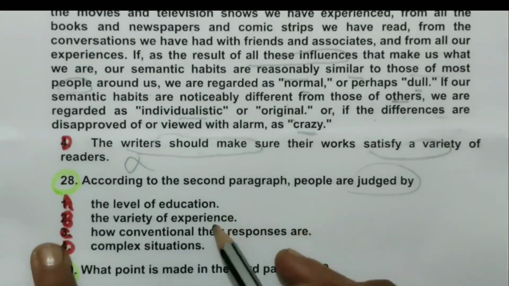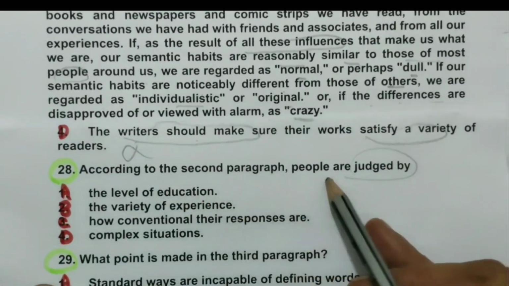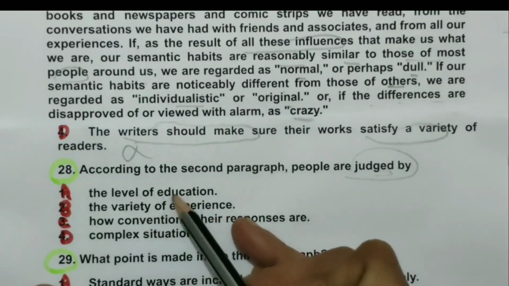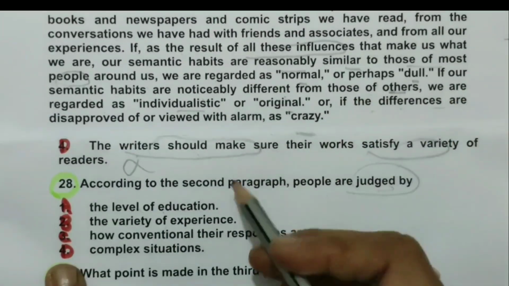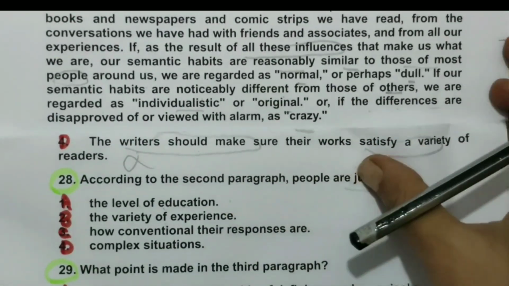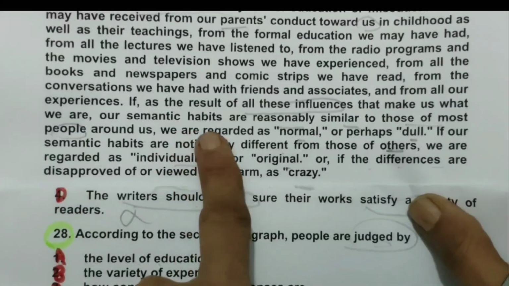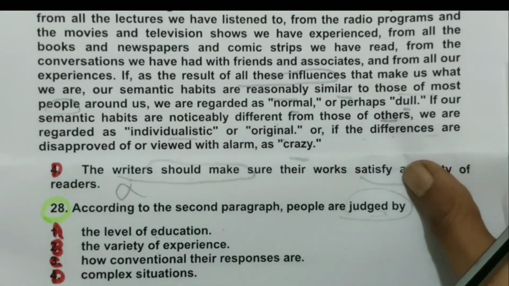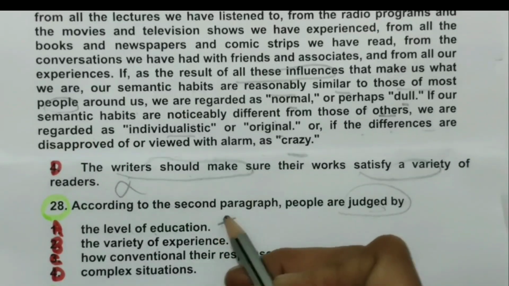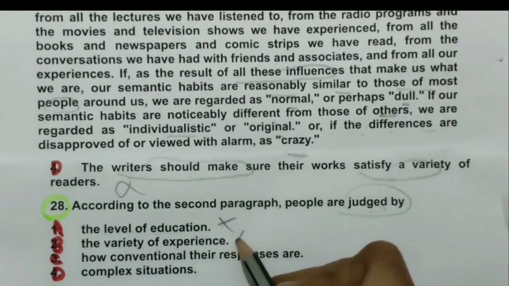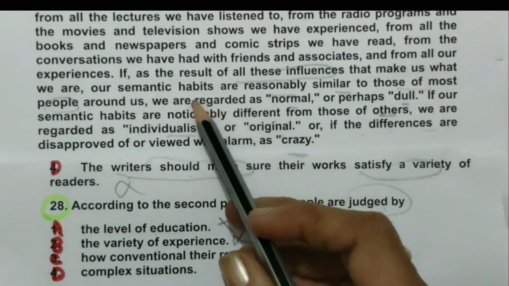Okay, let's read it. According to the second paragraph, people are judged by the level of education. No. Level of education, people are judged by. Habits, they are talking about actually. And education, no. Variety of experience also.